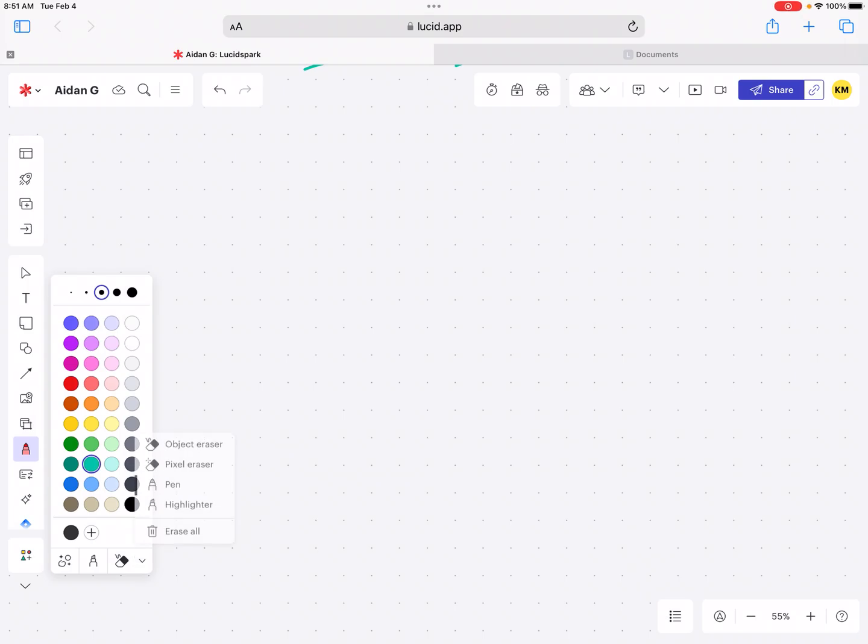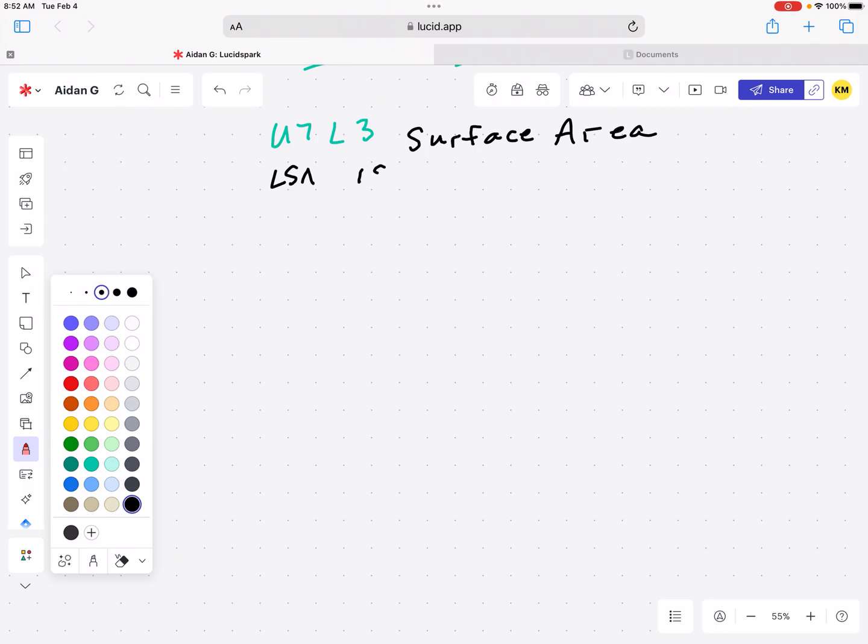Hey kiddos, we are doing Unit 7, Lesson 3, and it is all about surface area. The surface area is lateral surface area and total surface area, which means I want to show you what that means.